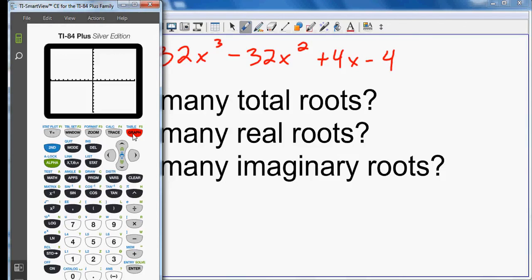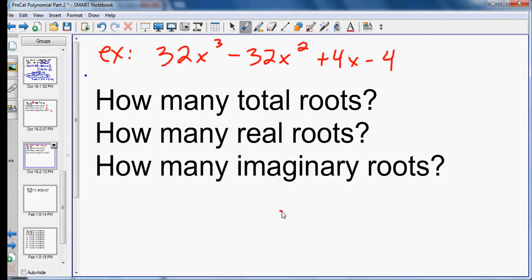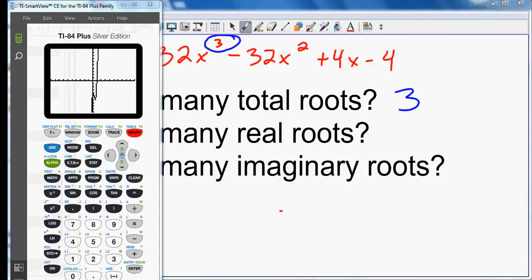Anyway, how many total roots? To figure out the number of total roots, we just need to look at the equation. We don't need the graph for that. We just look at the degree. The largest exponent is 3, so that means there are 3 total roots. Now to figure out the number of real roots, we need to look at the number of x-intercepts. Okay, so we can see here there is one x-intercept. It's right around positive 1. So one x-intercept means one real root. And to get the number of imaginary roots, we just subtract 3 minus 1 and get 2.